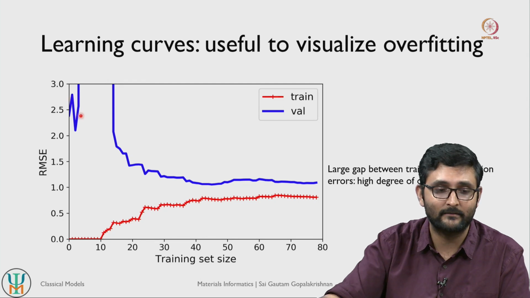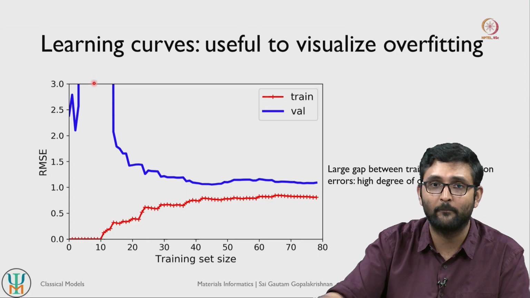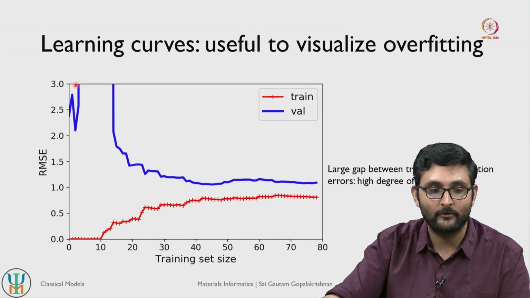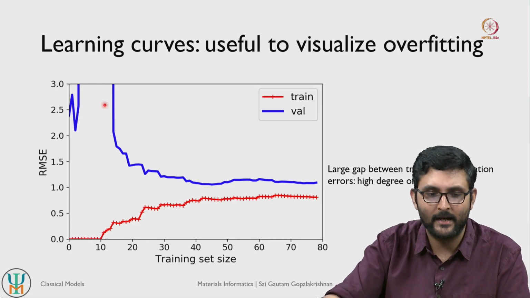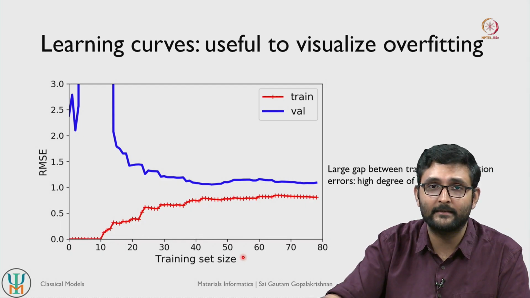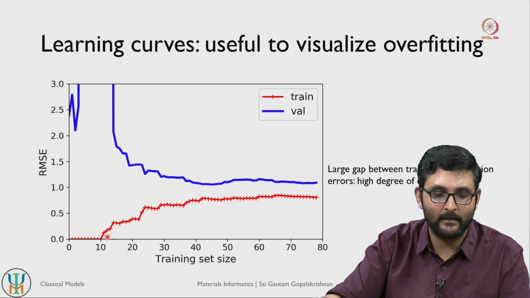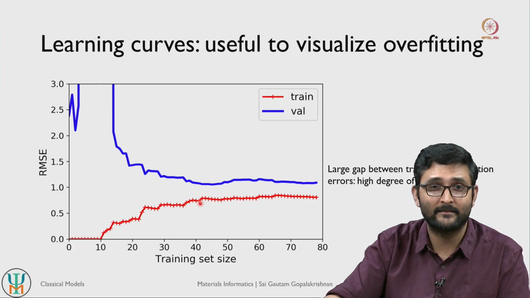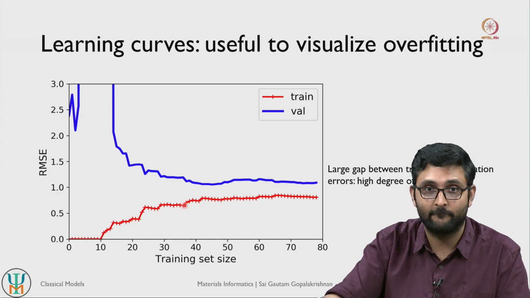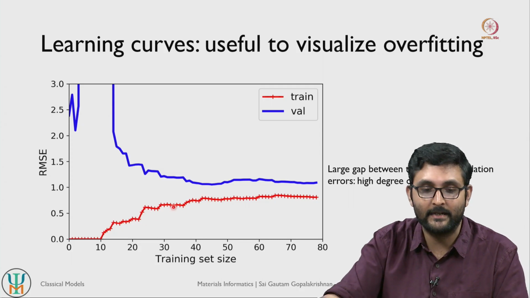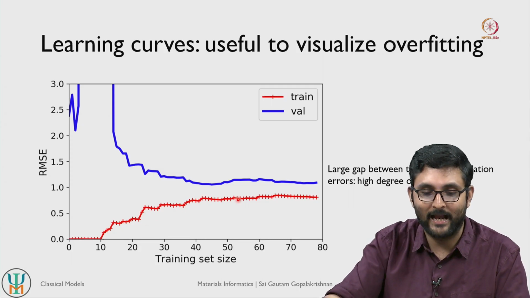Our validation errors are very high, and in some cases they are even outside of this plotting graph itself. So the validation losses are very high, but as you keep increasing the training set size, you see that the training errors are actually increasing. So the model is not overfit anymore, it is actually fitting appropriately, and there is a saturation of errors close to about 60 data points or so.